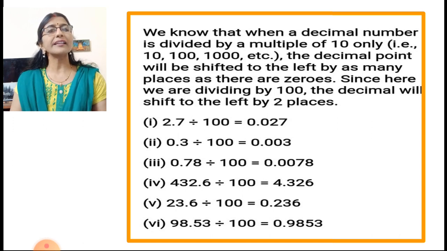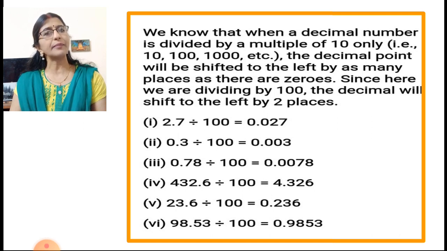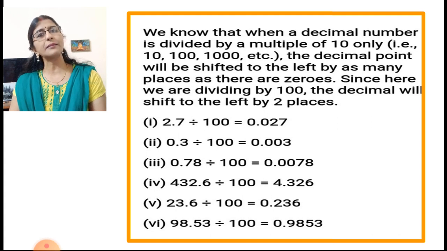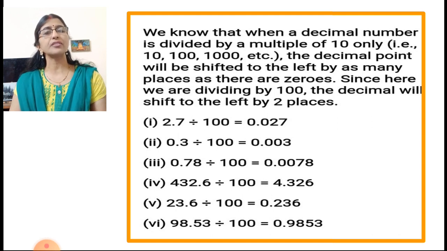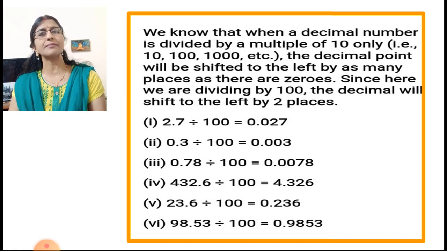Next one, 0.3 divided by 100. Again you can see here, we have to take the decimal point to the left by two places. So you have to add two 0s before 3 and then you can put the decimal point. And before the decimal point you can add a 0. So this is the way you have to show the division of the remaining decimal numbers. I hope you all followed and you will do it in your textbook. This is all a simple question. Only you have to shift the decimal point.